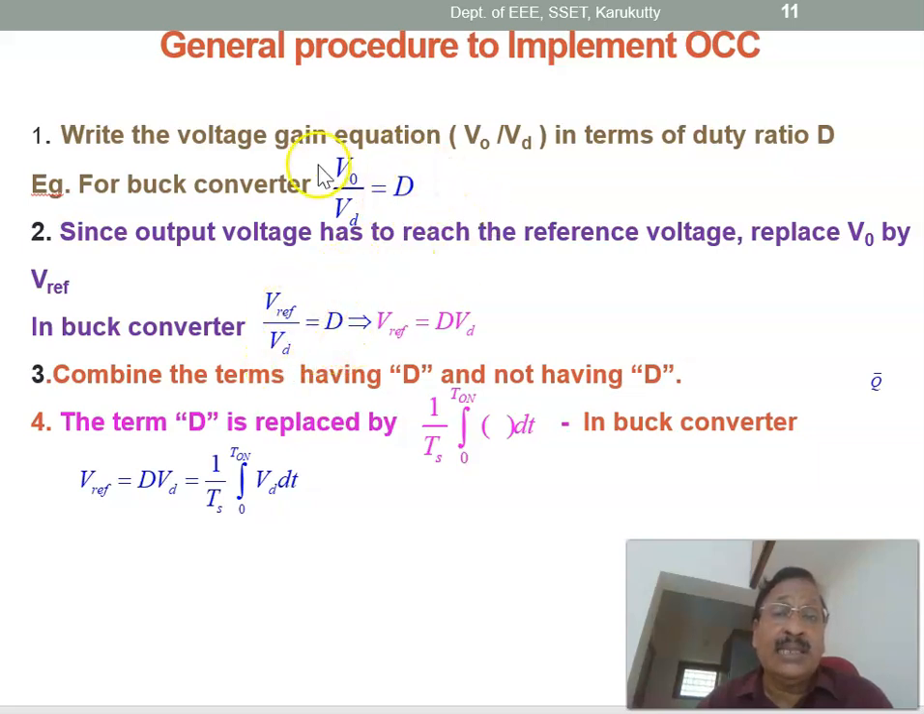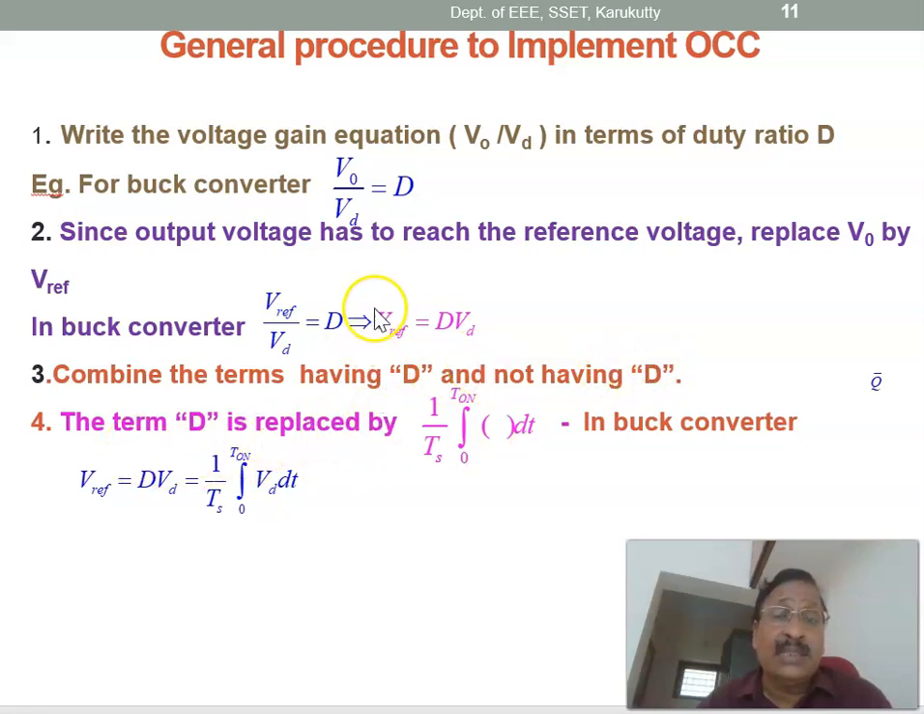Because we want the reference voltage, V0 is replaced by V reference. So V reference divided by Vd is equal to D, or V reference equal to D times Vd. That is the second step. The third step is to combine the terms having D and not having D. In this case, there's no problem. This is the term which is not having the D, and this is the term which is having the D. So that is combining them.